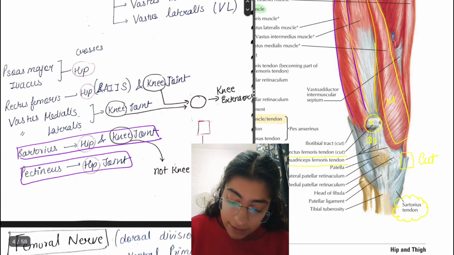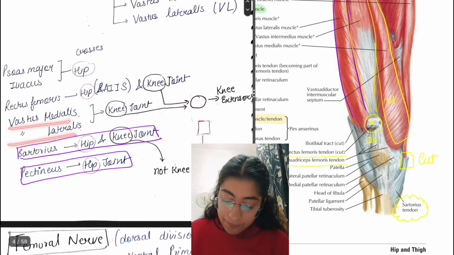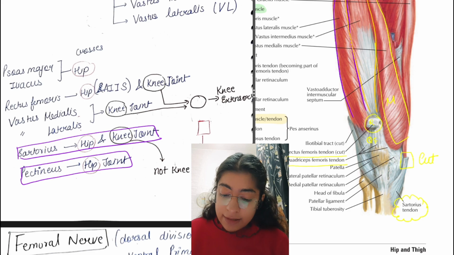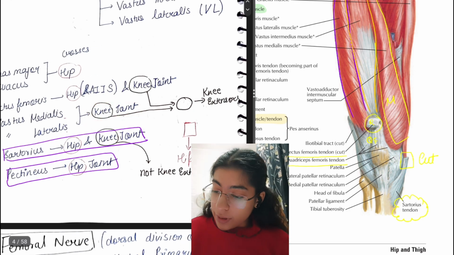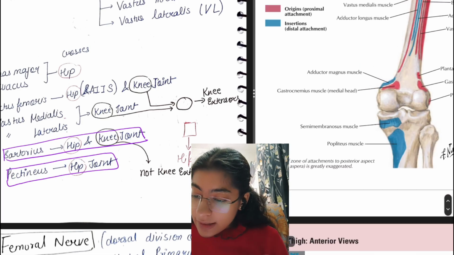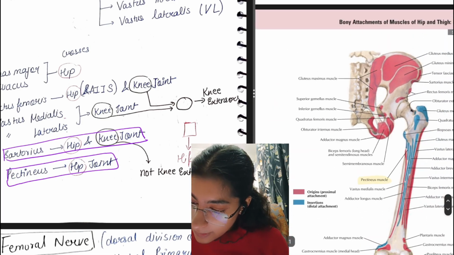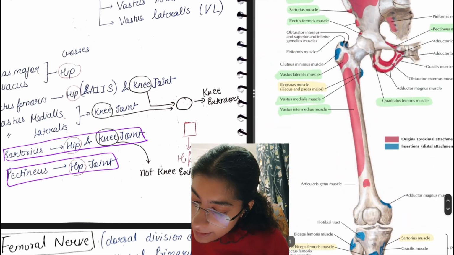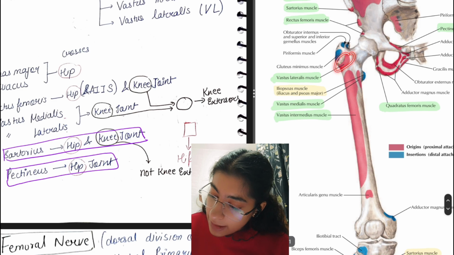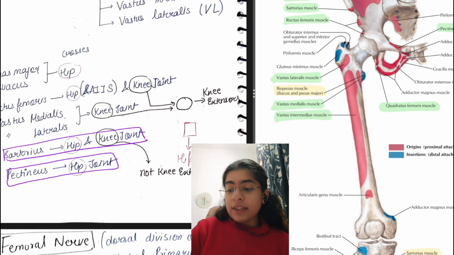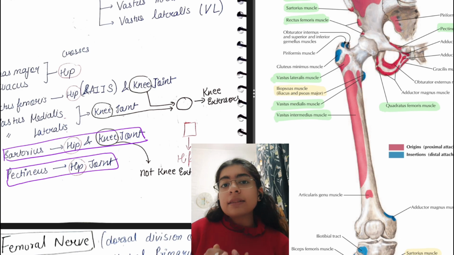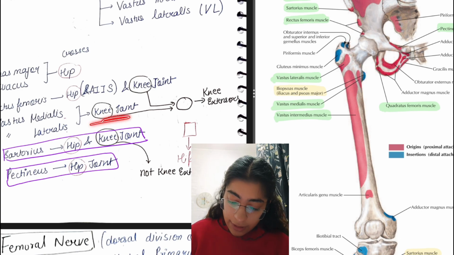Next is vastus medialis and lateralis. Medialis and lateralis, these have a role only in the knee joint, not in the hip joint. Why? Everything has a reason behind it. Here you can see the lateralis muscle originating from here, medialis from here, intermedius from here. So these are originating from the femur, but they are not crossing these joints. So we can say they have a role in only the knee joint.